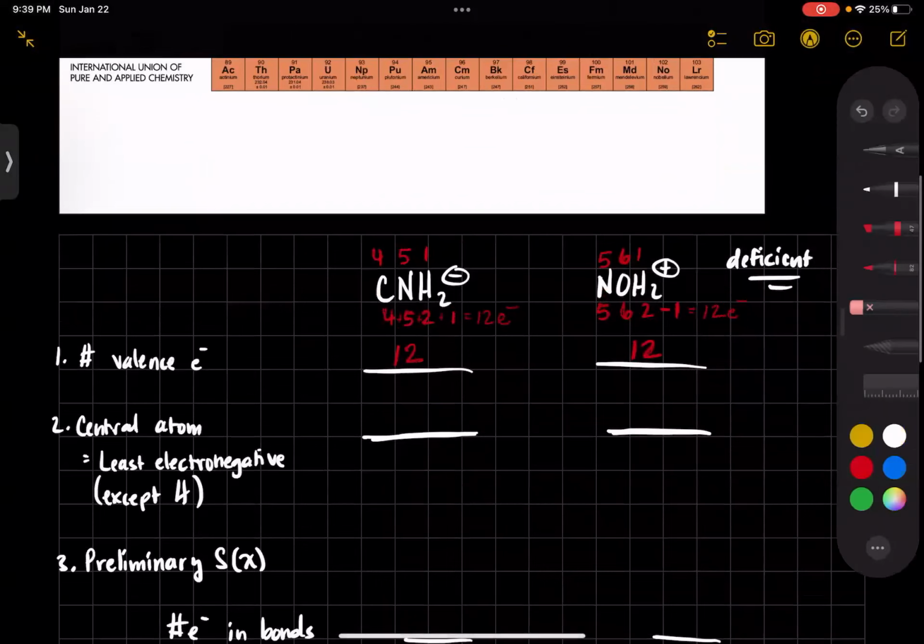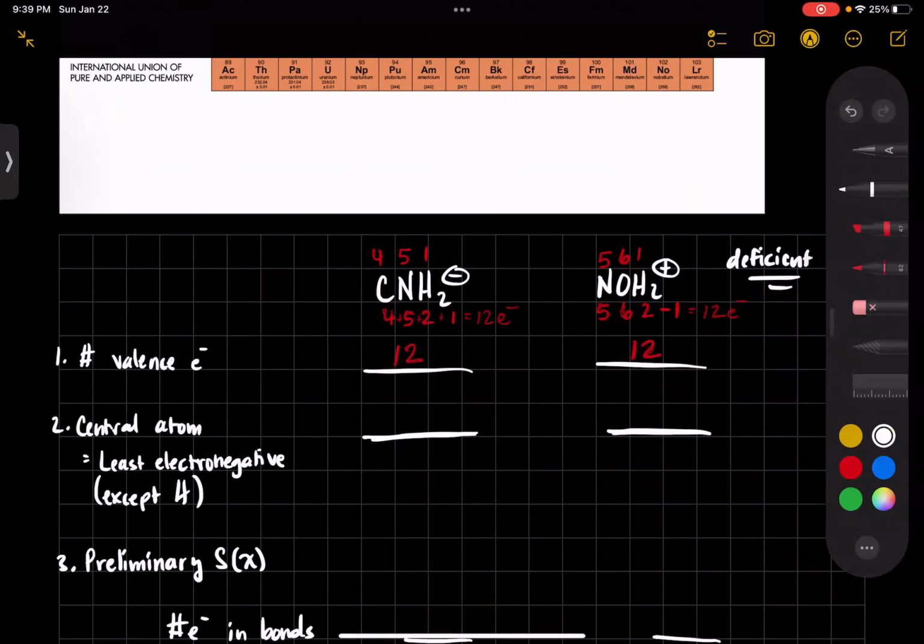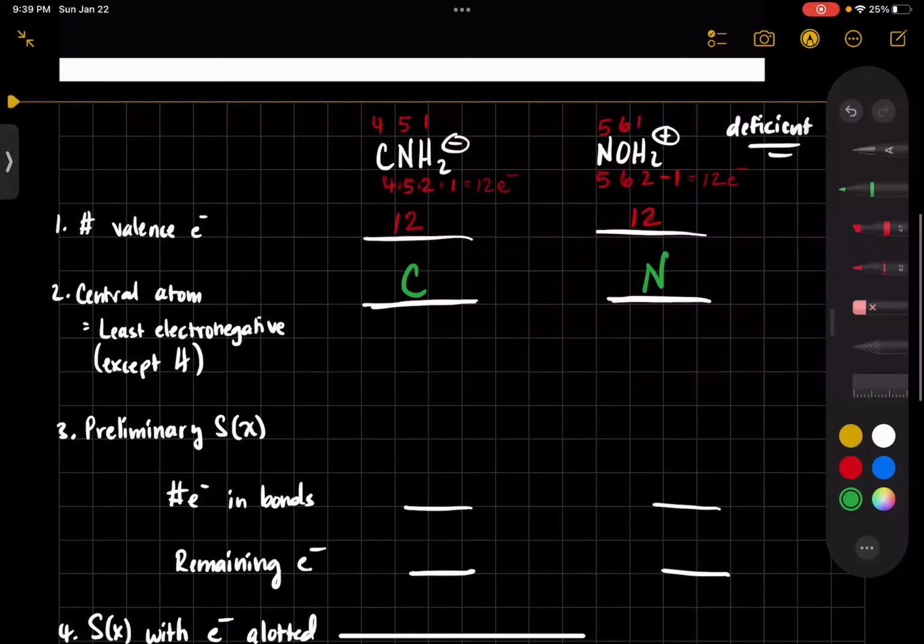So for the left structure, carbon is going to be the central atom. And for the right structure, nitrogen is going to be the central atom. And so now we've finished steps 1 and 2, determining the number of valence electrons in our structure. Now we're going to draw a preliminary structure, which includes the central atom with single bonds to all peripheral atoms. So here is carbon as a central atom. Here's nitrogen as a central atom.